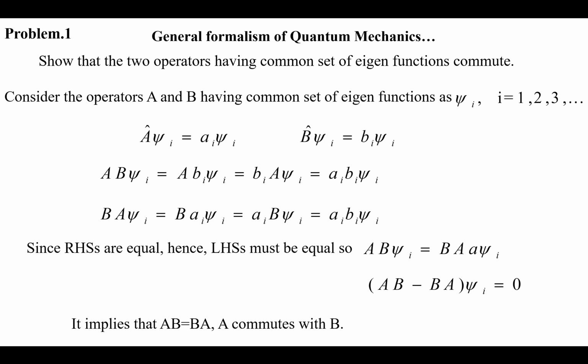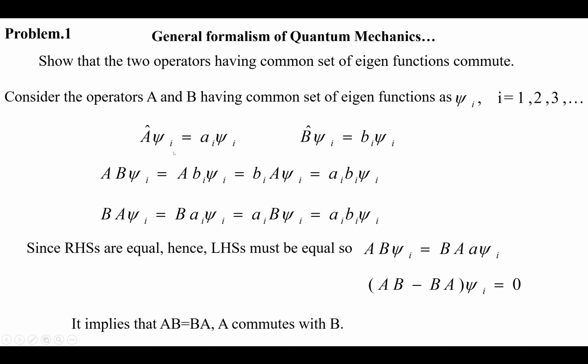Now just take the second equation, B psi i equals b_i psi i. Multiply on both sides by A. So A B psi i will give us A, B operating on psi i gives b_i psi i. So b_i is a constant now, so we can pull it out, and the A operator operating on psi i will give us a_i. So I can write this as a_i b_i psi i.